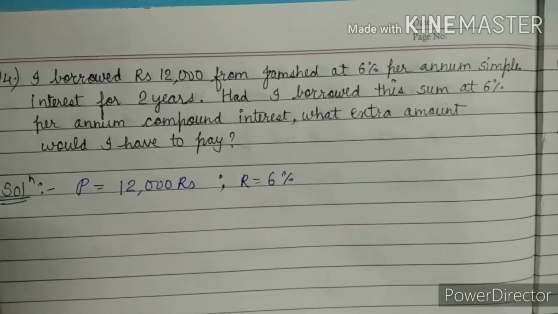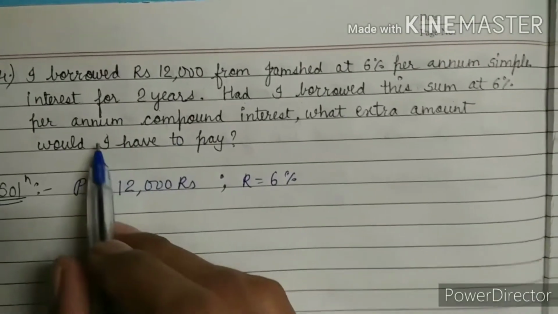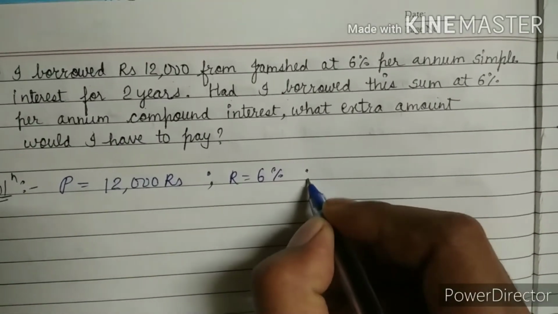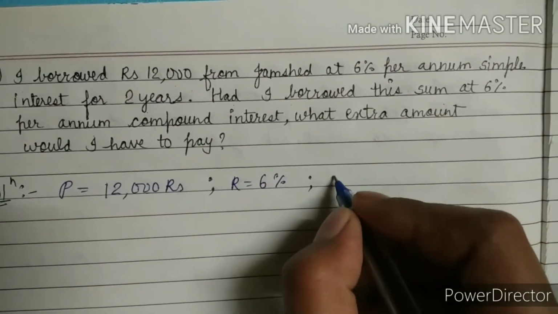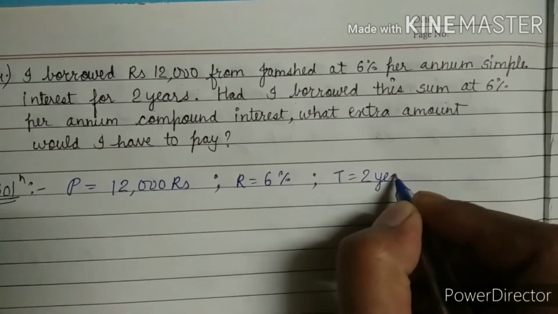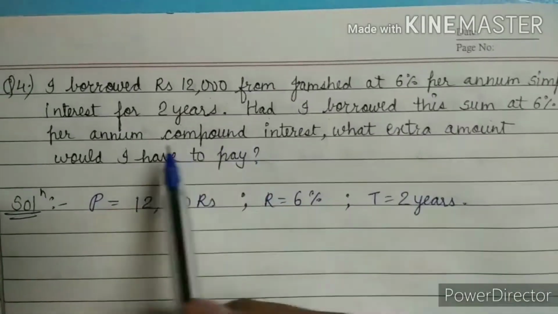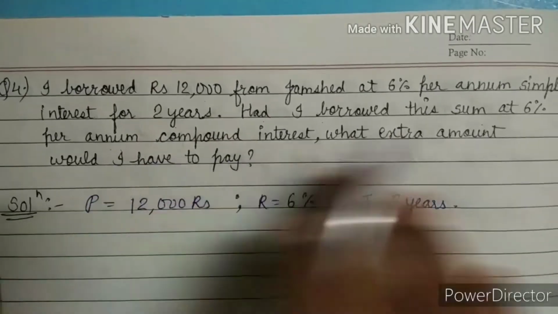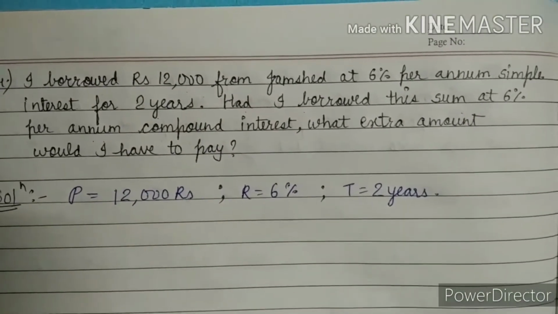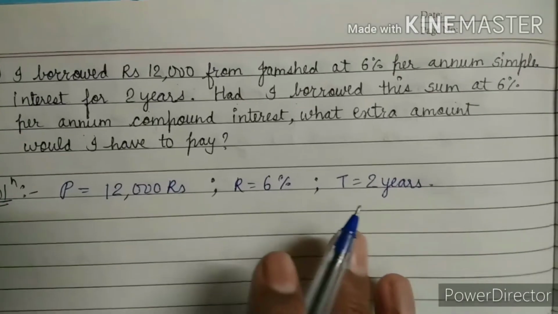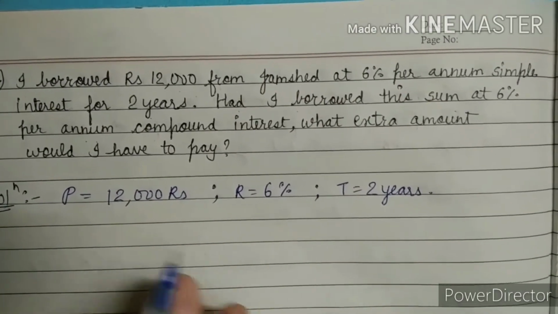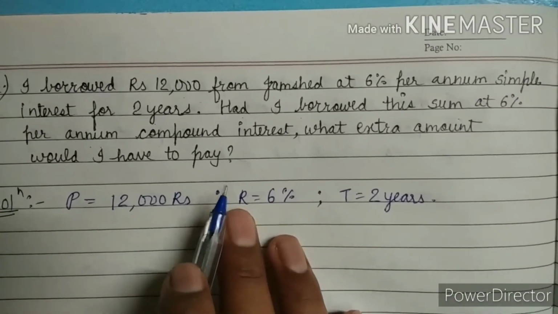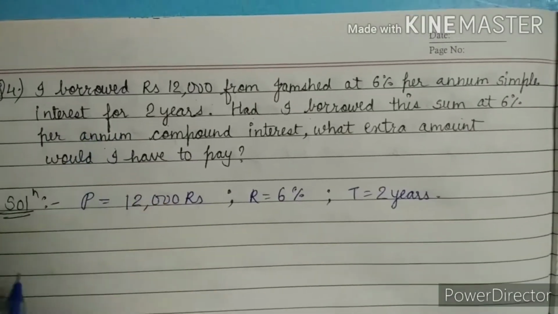Per annum compound, and in the case of compound interest, compounded annually. Okay, and the next thing is time, that is 2 years. You can see in this question 6% per annum compound interest, nothing is given here, whether interest is compounded annually, compounded half yearly, compounded quarterly, nothing is given here, so it will be compounded annually. Okay, so we have two cases.